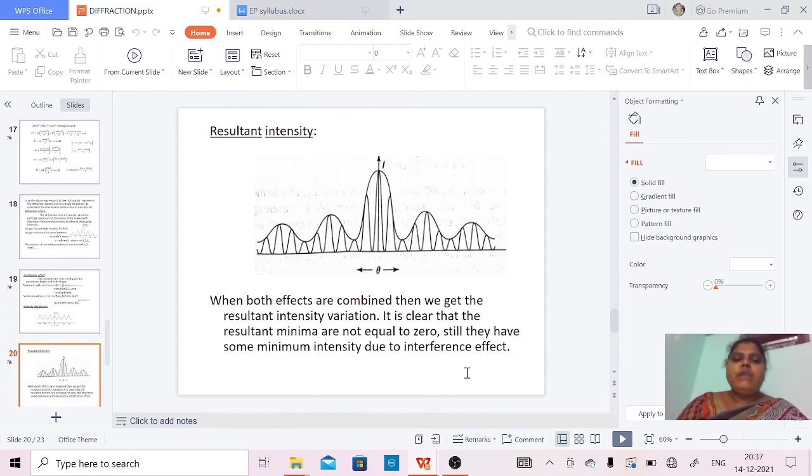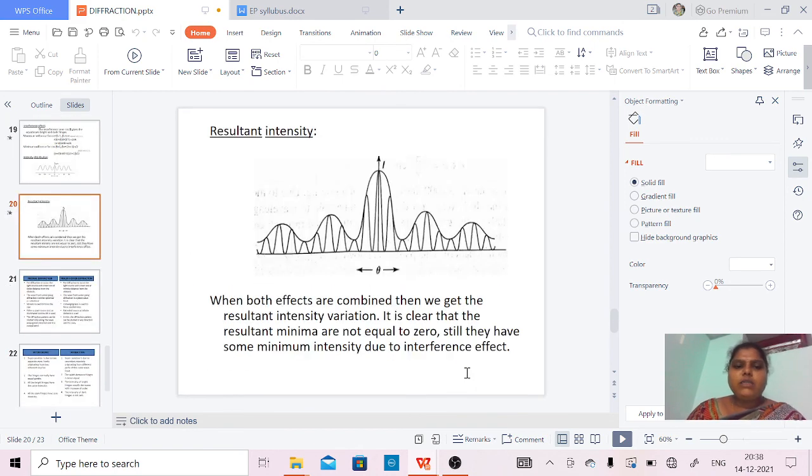When we talk about the diffraction pattern, there is a maximum intensity and a minimum intensity. The minimum intensity is not equal to 0, because the interference pattern is included, so the minima positions still have some value due to the interference effect. It is simply about interference due to double slit. Okay, and next let us see.